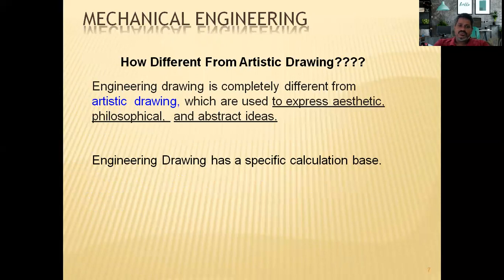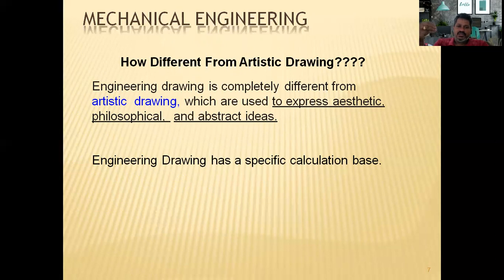Then how is this engineering drawing different from artistic drawing? Artistic drawing is different, engineering drawing is different. So engineering drawing is completely different from artistic drawing, which is used to express aesthetic, philosophical, and abstract ideas. Suppose you got some idea in your brain, so you can represent that as a figure. That figure is different from the engineering drawing.